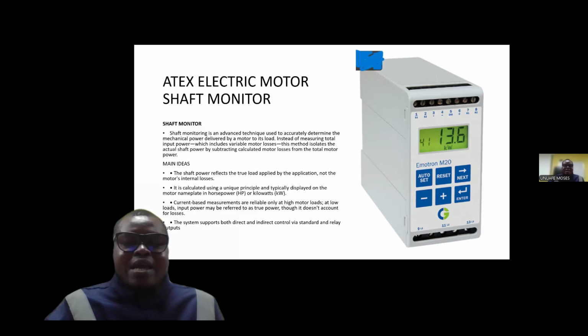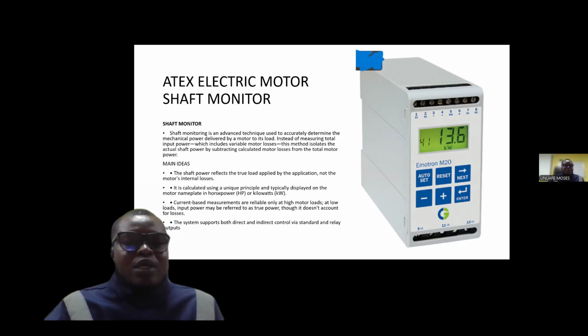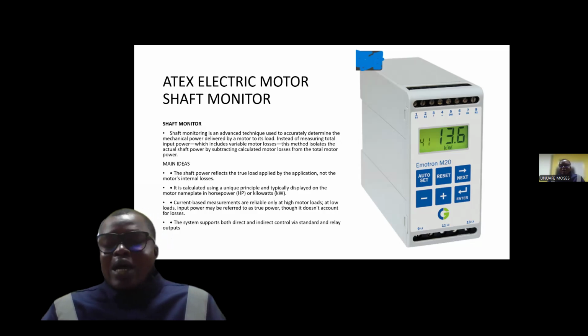Then the main idea about it is that the shaft power is reflected through a load applied by the application, not the motor internal losses. It is calculated using a unique principle and typically displayed on the motor nameplate in either horsepower or kilowatts. I want you to understand that the system supports both direct and indirect control via standard and relay outputs.